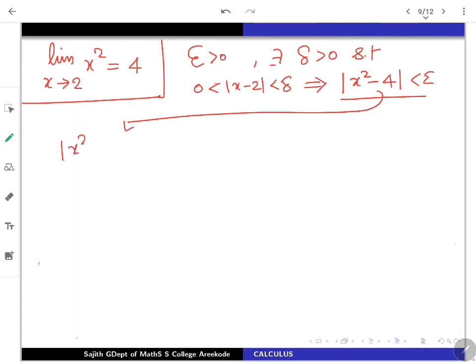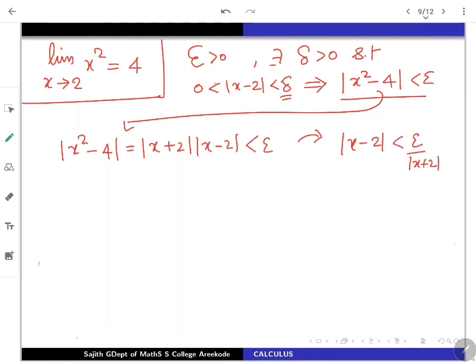So mod x square minus 4, you can rewrite as mod x plus 2 into mod x minus 2, because this separates into x plus 2 into x minus 2, and modulus of AB is mod A mod B. This I wanted to make less than epsilon. To get that condition, what should be my delta? That is the question. So from the previous experience, we may be tempted to say that mod x minus 2, I can rewrite as epsilon by mod x plus 2. So can we take this as delta?